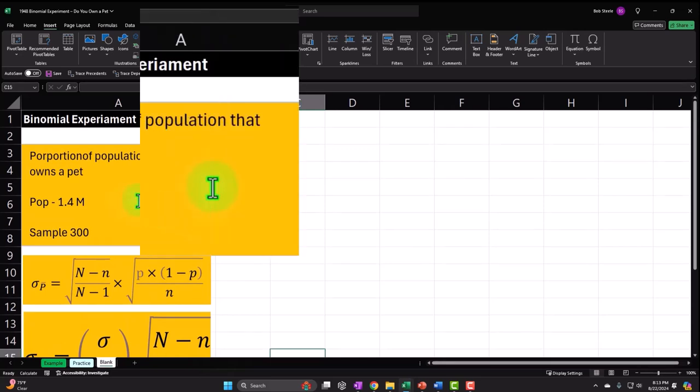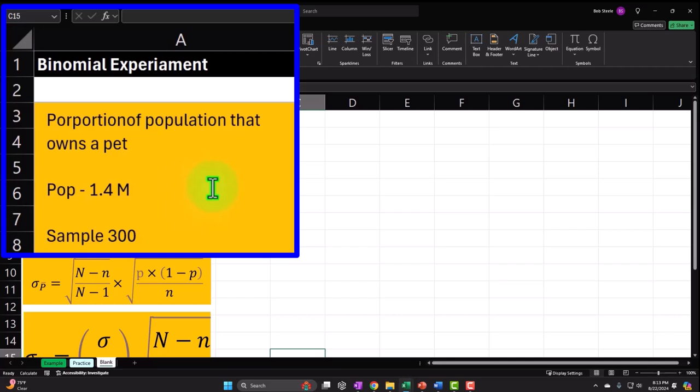We're going to be saying we're looking for the proportion of a population that owns pets. We're going to imagine the population is 1.4 million people, 1,400,000, and we're going to be taking a sample of 300, asking them, do you own a pet or not?